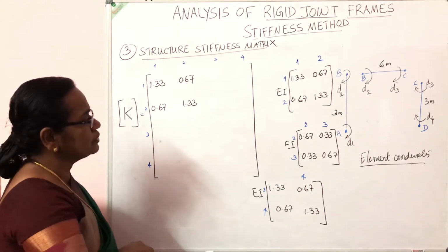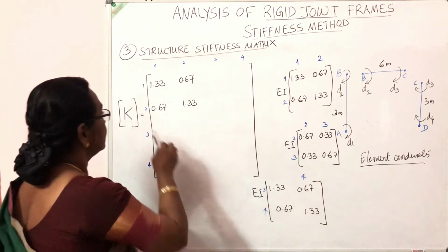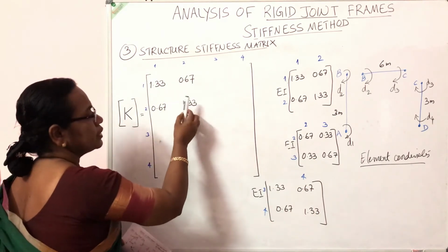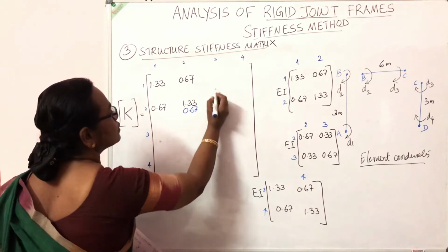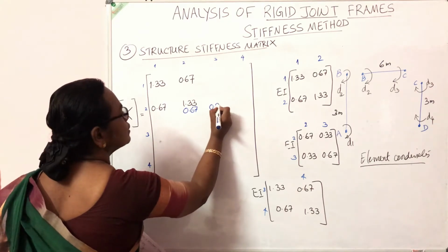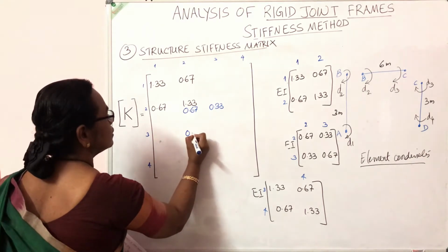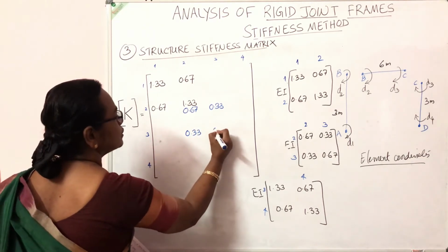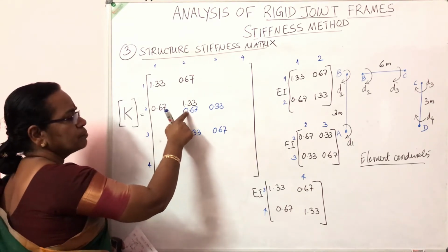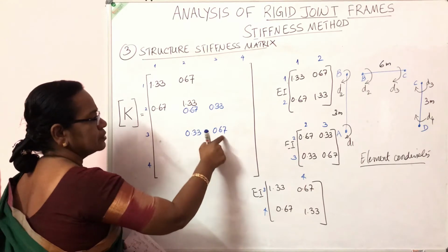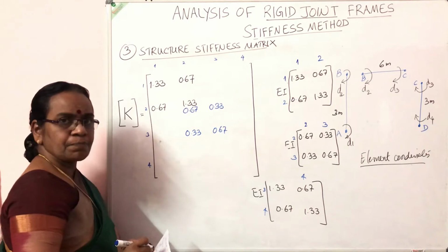Then coming to the second element, that starts from the location 2, 2. So here 2, 2 is the location. In that location we have 0.67, just to the right of that, 2, 3, it is 0.33, and below that, 3, 2, it is 0.33, and next to that it is 0.67. So from the second element I have started at location 2, 2 with 0.67, then right of that, below that, and again to the right of that. The 4 elements from the second element are posted.